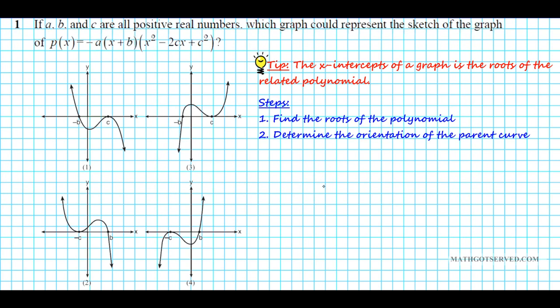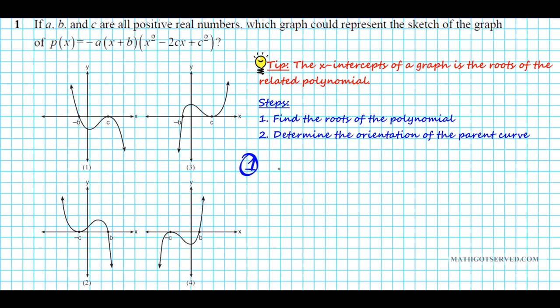The nice thing about this problem is that finding only one root, the easier one to find, is sufficient to help us narrow down our options to such a level where the orientation of the parent curve can tell us what the answer is. So I'll go ahead and solve it using one root, and then I will show you how to find the second root just for enrichment purposes. Okay, step 1, we want to find a root of the polynomial.